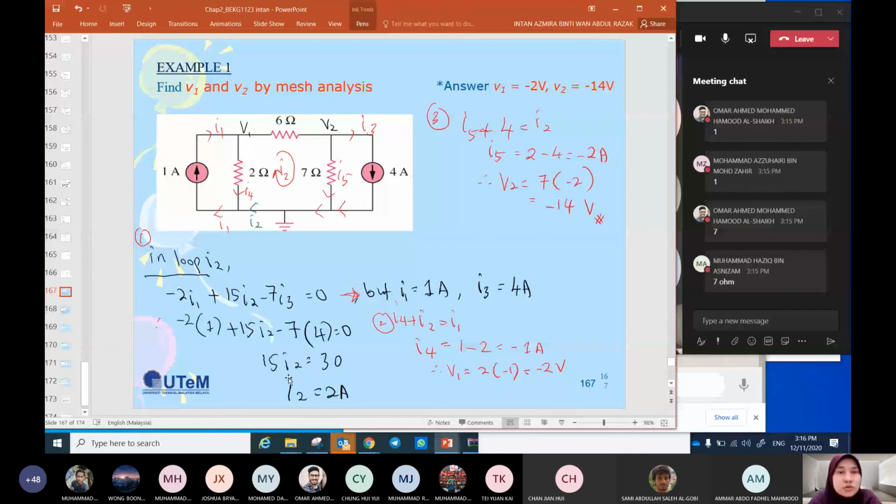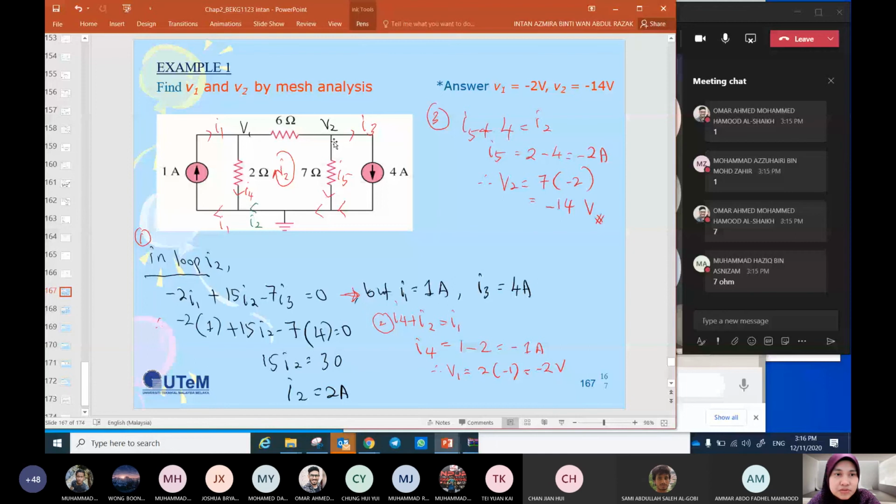Okay, so V1 is the voltage of the 2 ohm. So we need to find the current flowing through the 2 ohm. Let's name it I4. Same goes for V2. V2 is the voltage drop across the 7 ohm. So V of the 7 ohm is equal to the current flowing through the 7 ohm multiplied by 7. Let's name it I5.